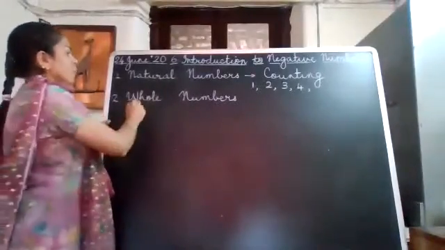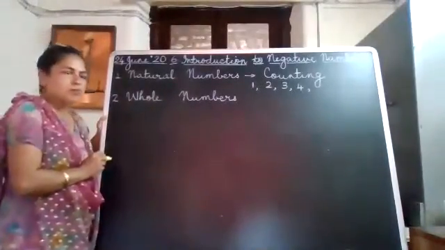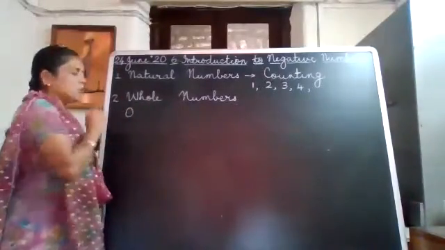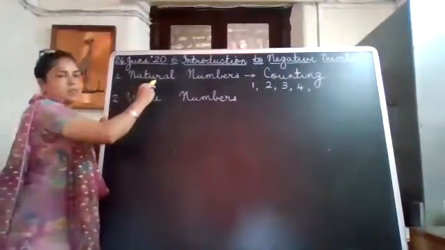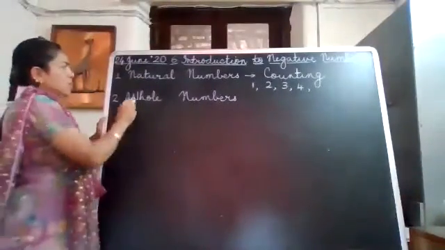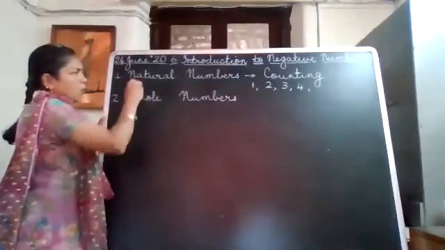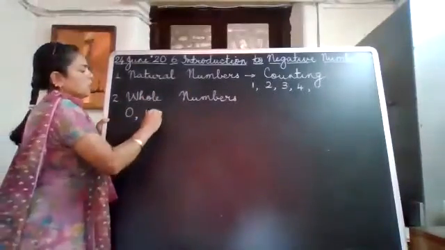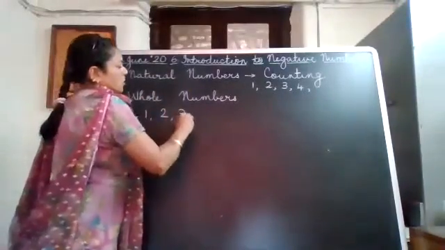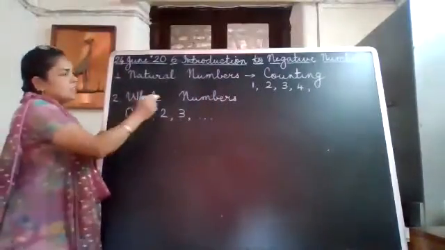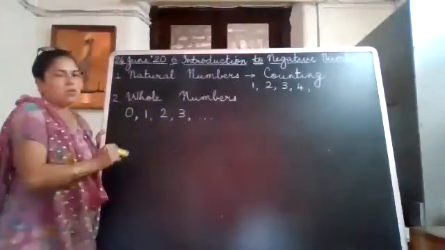And what are whole numbers then? Whole numbers are the numbers which begin from 0. In the natural numbers, 0 is not included. So 0 and then all other natural numbers are called whole numbers. So 0, 1, 2, and so on. The list is endless. It is called whole numbers.